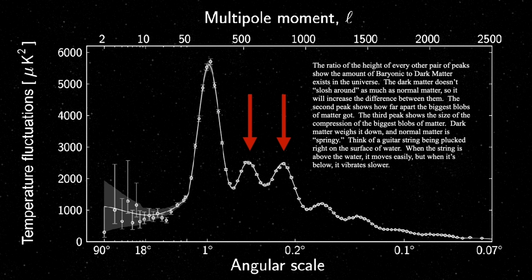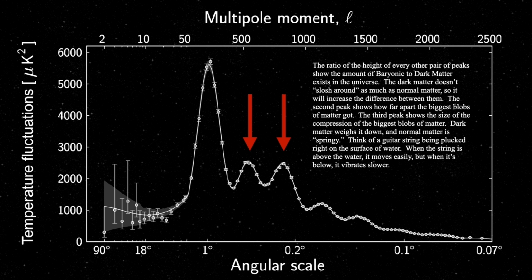All right, so the next two show a ratio of the height of the next two pairs. The ratio of the height between the two is how much dark matter there is compared to normal matter, which we call baryonic matter. So dark matter doesn't slosh around because it doesn't interact with light, it doesn't group, it can't lose energy, so it doesn't really participate in that ringing. So the second peak shows how far apart big globs got before they got pulled back together, and the third peak shows how compressed the biggest blobs got when they got smished together.